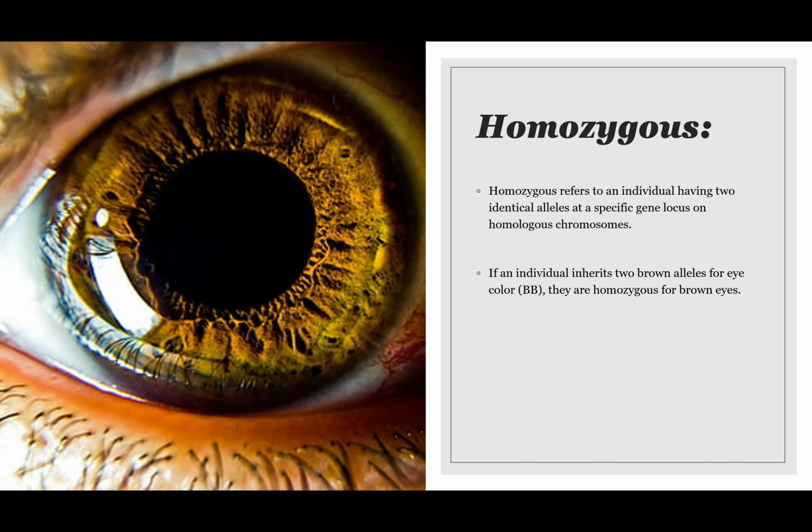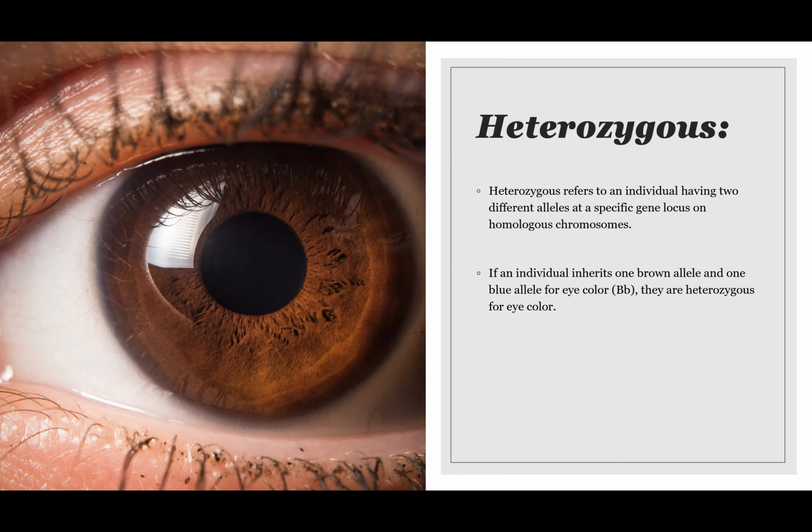Homozygous, what does that mean? Homozygous refers to an individual having two identical alleles at a specific gene locus on homologous chromosomes. So if an individual inherits two brown alleles for eye color, then they will be homozygous for brown eyes. Heterozygotes, on the other hand, are individuals having two different alleles at a specific gene locus on homologous chromosomes.